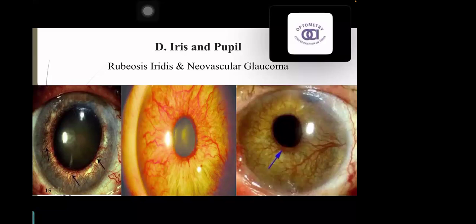So when these vessels invade the angle, they can obstruct the trabecular meshwork, leading to neovascular glaucoma. This is a very painful form of secondary glaucoma, often associated with high intraocular pressure and poor visual prognosis. So if you see a diabetic patient with rubeosis iridis, urgent referral to a retinal specialist is needed for PRP laser or anti-VEGF therapy to reduce basically the vascular endothelial growth factor levels and control neovascularization.